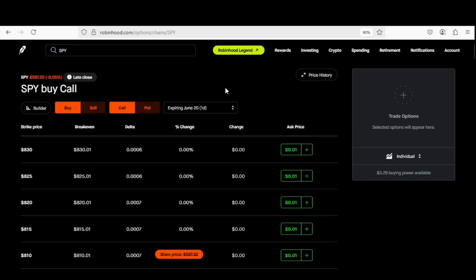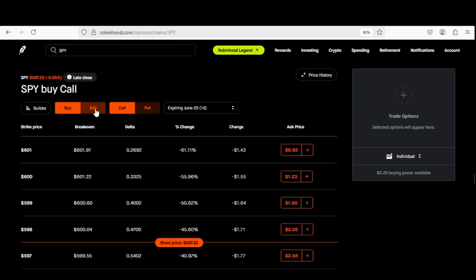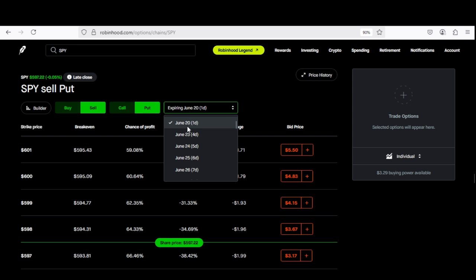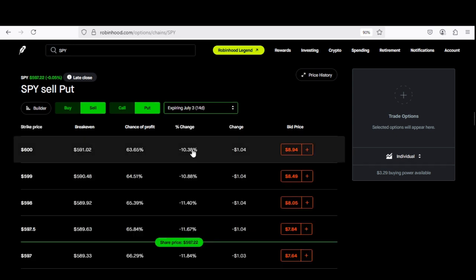And now we're going to start off just how we started off with the first one on SoFi. We're going to go to sell. We're going to go to put. We're going to choose the exact same strike date. Remember, the short strike date, because you're trying to build cash flow. And that's going to be July 3rd, 14 days to expiration.